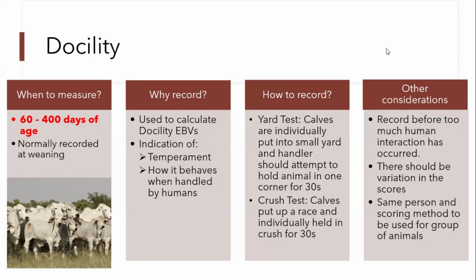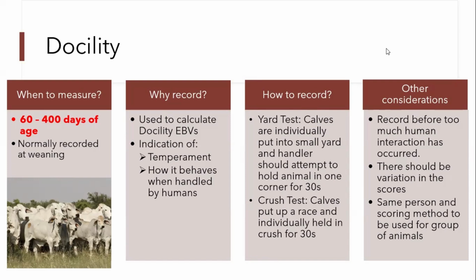But we really want to score animals before there is too much human interference. So if they're used to human interaction, they will become more docile. So normally they recommend that you record the docility scores with your weaning weights, as the calves would have probably not been handled that much before that.